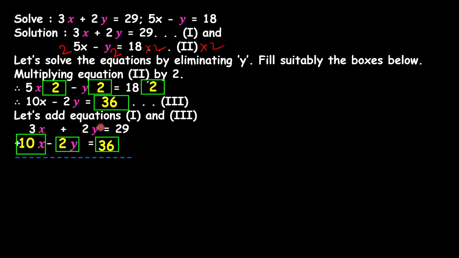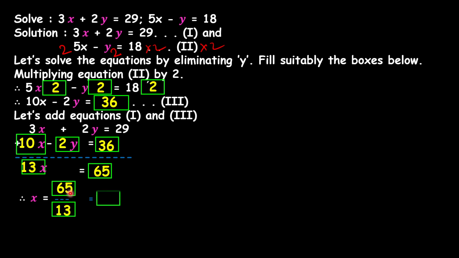Now if you take addition of these two equations, plus 2y and minus 2y cancel out. Now 10x plus 3x is equal to how much? 13x is equal to 29 plus 36 means how much? 65. To find the value of x, we have to transfer this 13 to RHS. Multiply 13 becomes divide by 13. Now dividing by 13 we will get 13 5s are 65, therefore x is equal to 5.